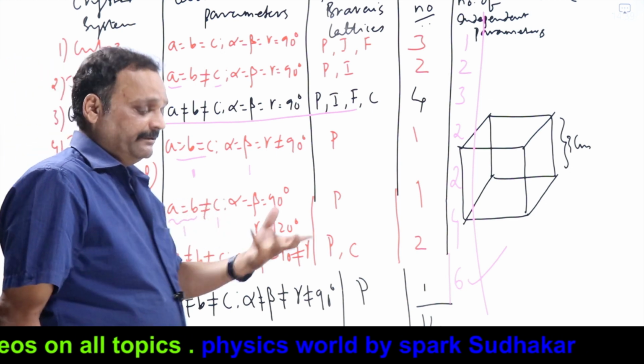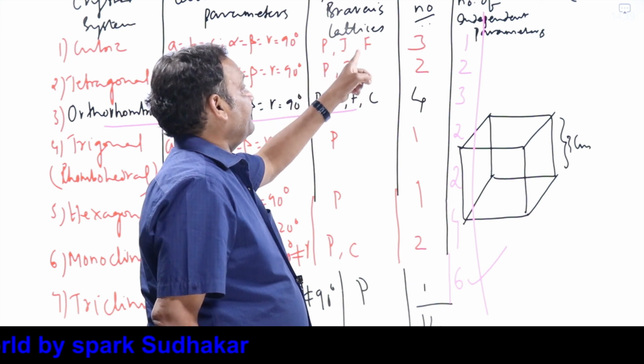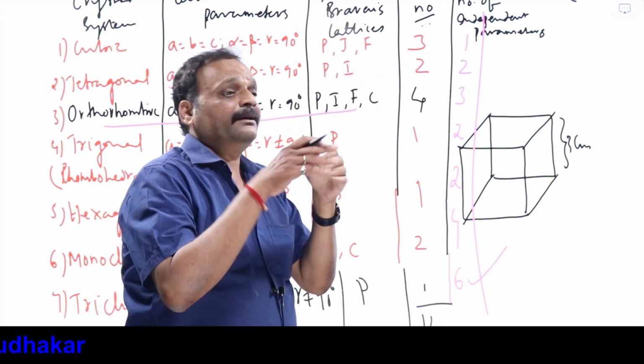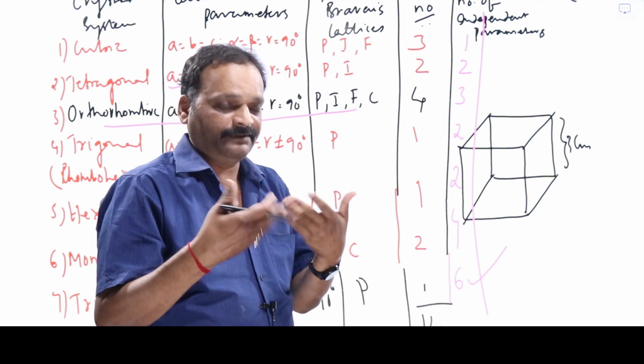So in our next video, we will go into the cubic system. What are the three Bravais lattices? What do they mean? Where do we put atoms in a cubic unit cell? That will be discussed in the next chapter, next video.